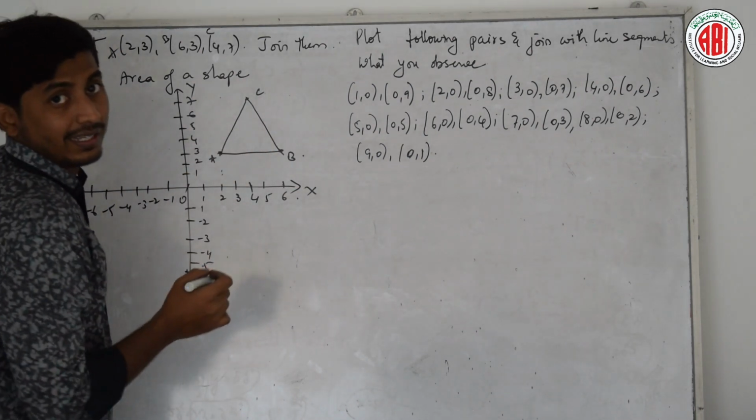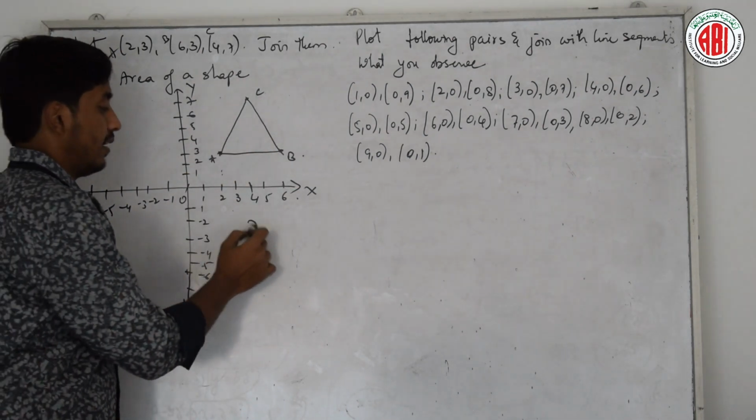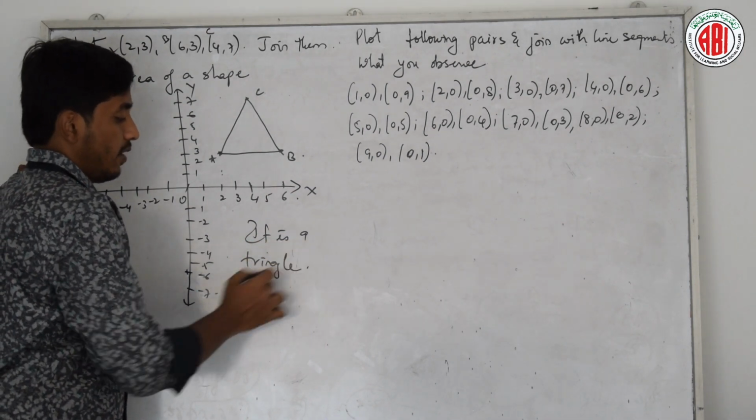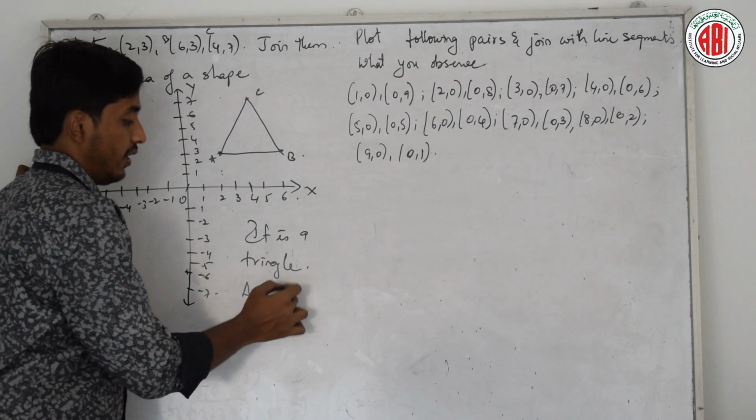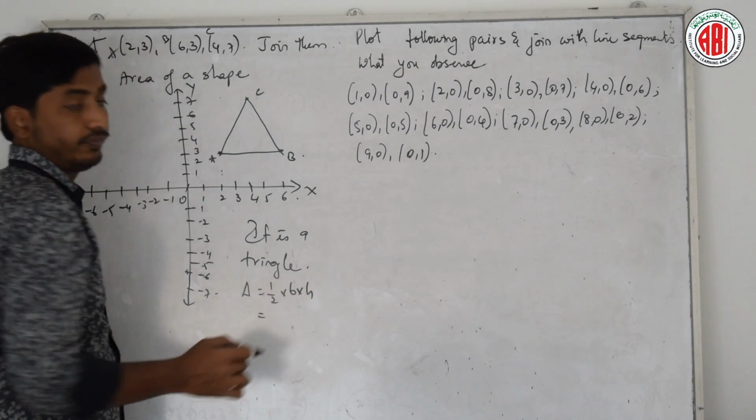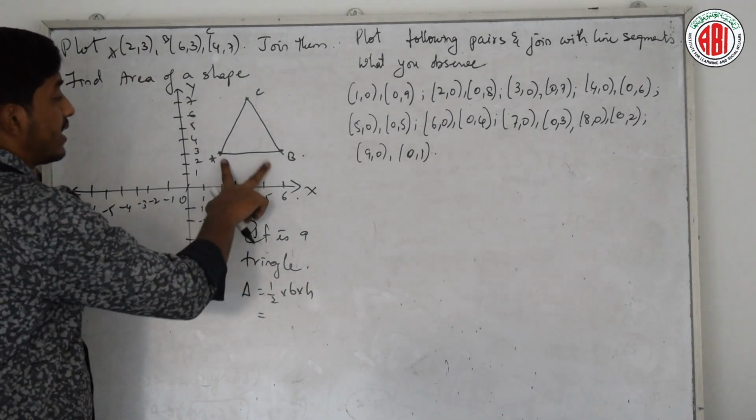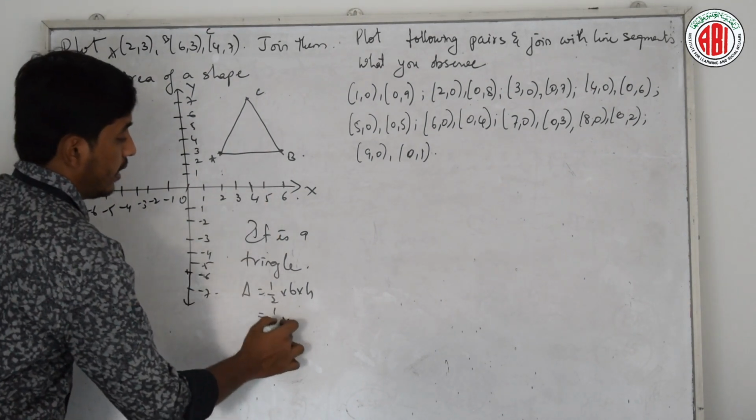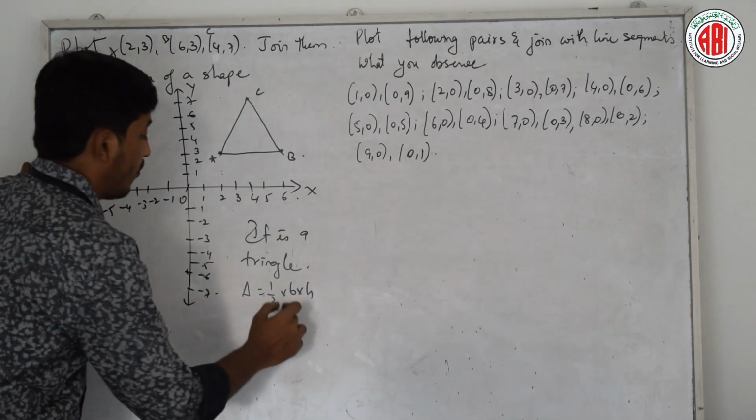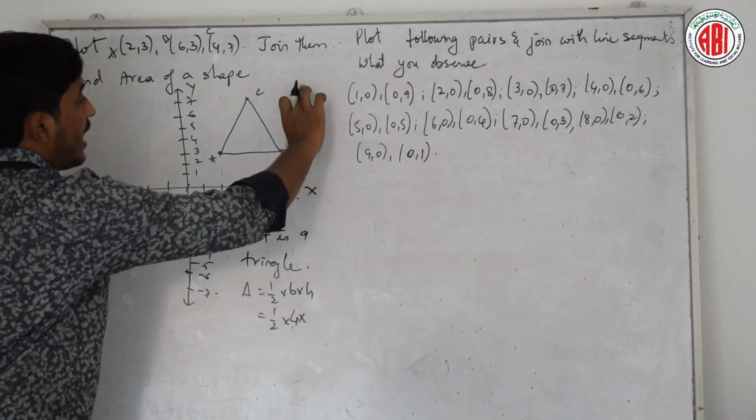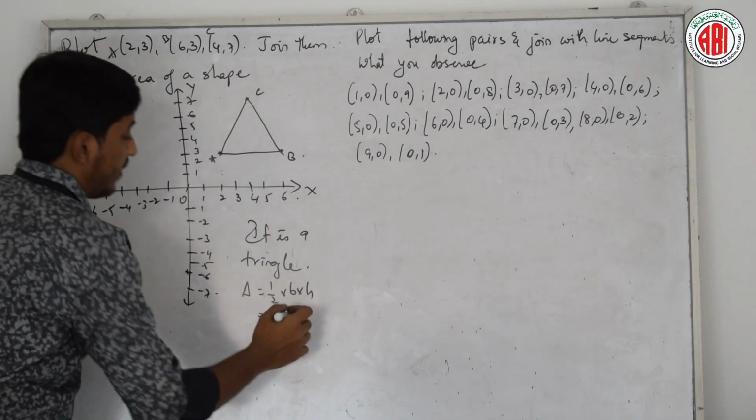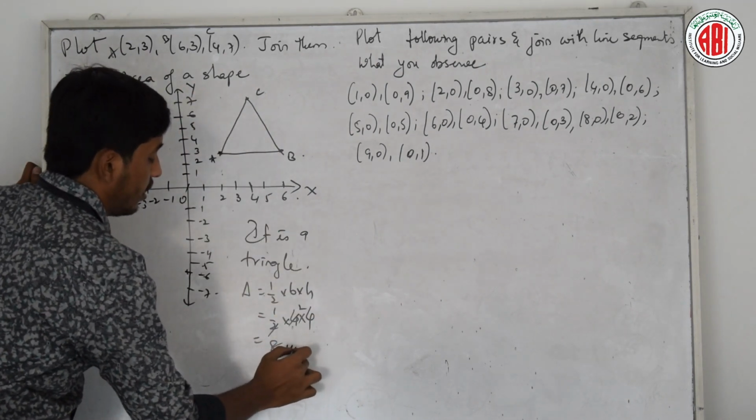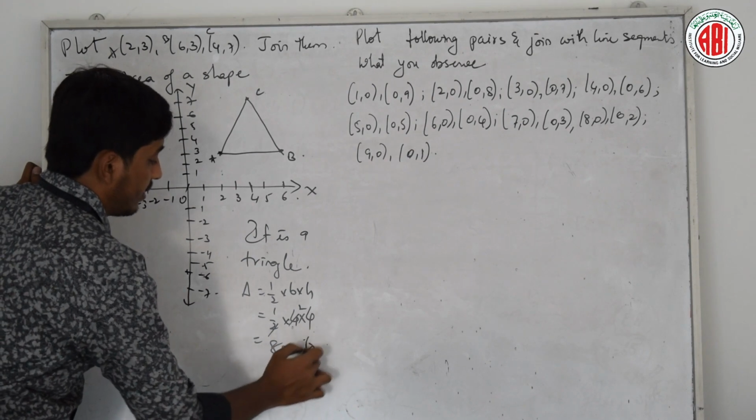What shape is that? The shape formed is a triangle. What is the area of a triangle? Half into base into height. The base is the distance between A and B. What is the distance from 2 to 6? That is 4. Height: what is the height from B to C? 3 to 7, that is again 4. So half into 4 into 4, and the answer is 8 square units.